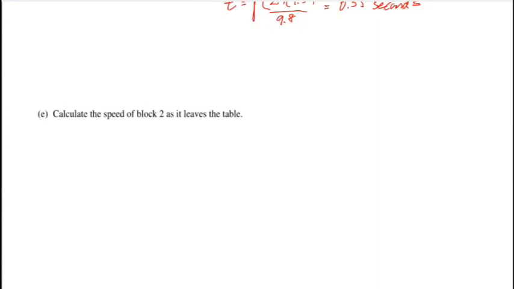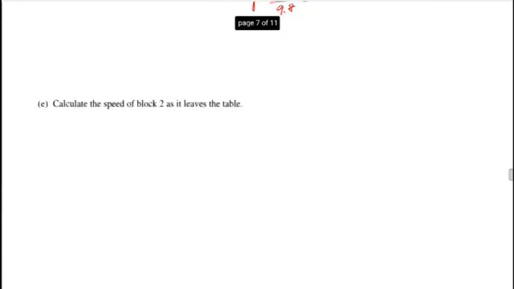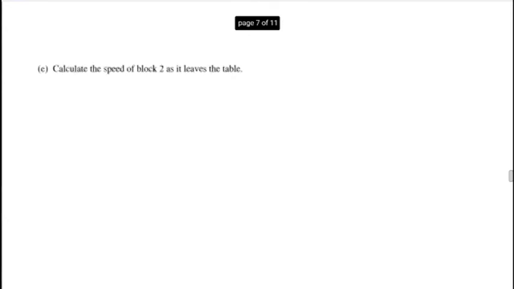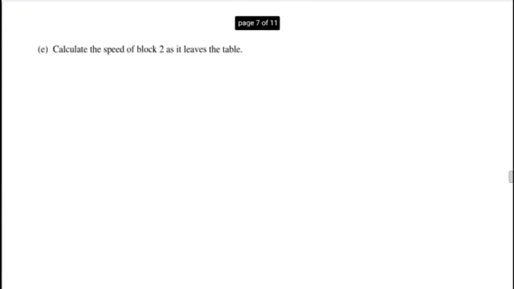For part E, they're asking us to calculate the speed of block 2 as it leaves the table. This sounds like a conservation of momentum problem, but we can't use conservation of momentum directly to determine the speed of block 2 as it leaves the table, because we don't know the velocity of block 1 right after the collision. But we are given the distance block 2 travels before it hits the floor, and we just calculated the time that it takes for the block to hit the floor.